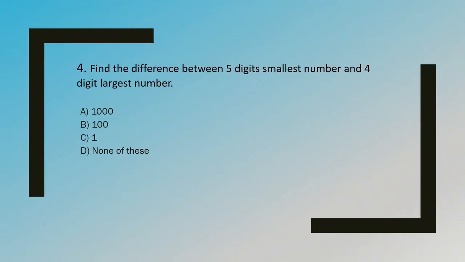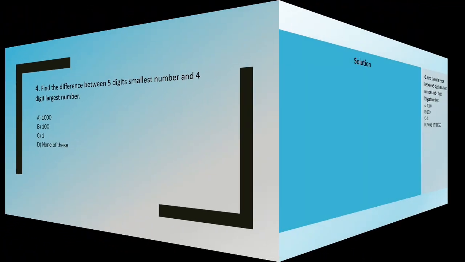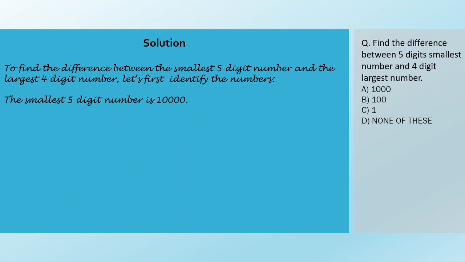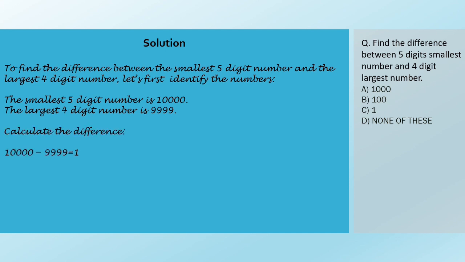Now this is a little bit tricky. Here we have the difference between the smallest 5 digit number and the largest 4 digit number. I will give you one hint, but let's first see how we have solved this. Again, we have taken the straightforward approach: find the smallest five-digit number, find the largest four-digit number, and then calculate the difference between them. So the answer is 1.